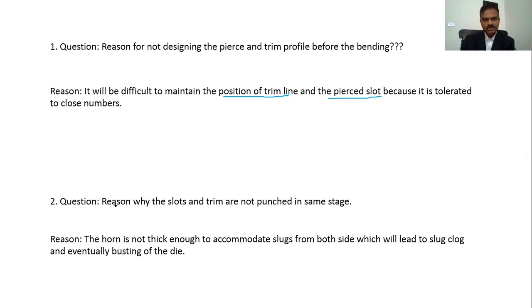Question number 2, reason why the slots and trims are not punched in the same stage. We discussed this a few slides after the first one, because the horn is not thick enough, right? The slug will get clogged inside the die, because it will not have enough room to fall, and finally the die will burst.